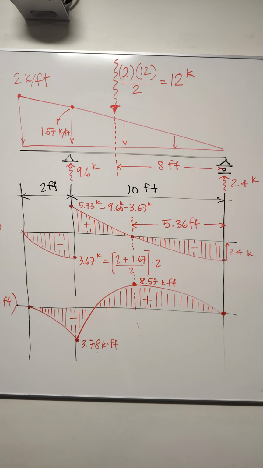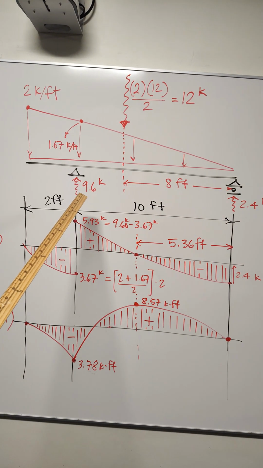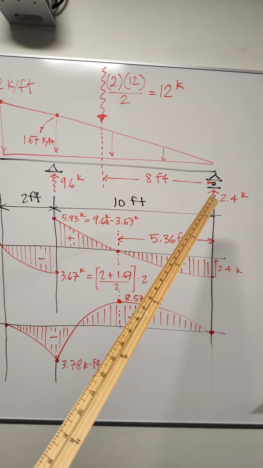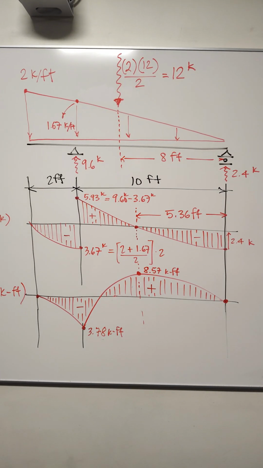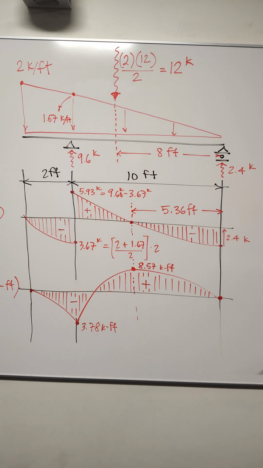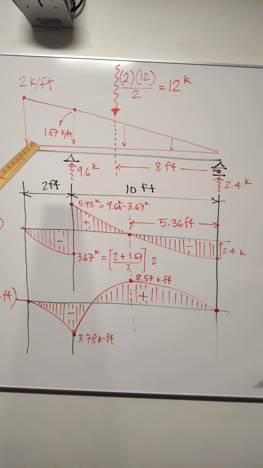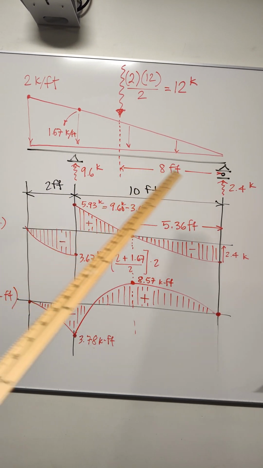Okay? Again, it makes sense. There is a lot more load on this side of the beam than on that side of the beam. So intuitively, you should realize, even before solving the problem, that this reaction has to be much larger than that.